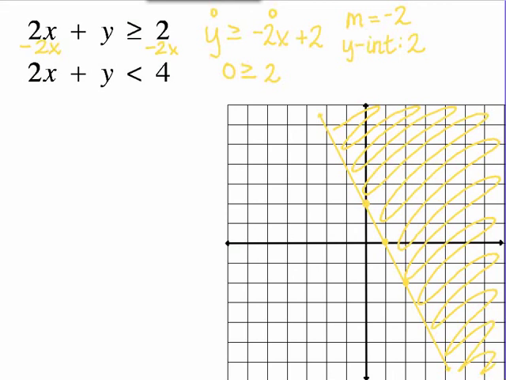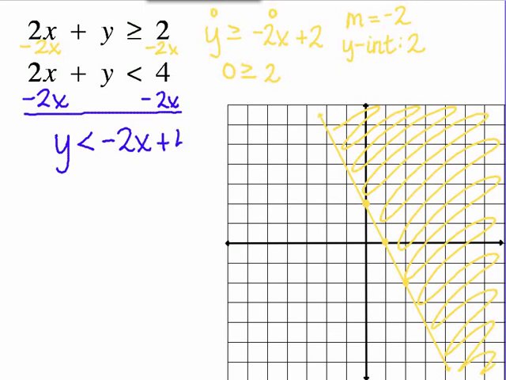Okay, let's look at our next one. What do I have to do on the next one? Subtract 2x. Good. So I end up getting y is less than negative 2x plus 4. Slope is negative 2. Y-intercept is 4. So I'm going to come up here to 4: 1, 2, 3, 4. Put a dot. Slope of negative 2, down 2 over 1.